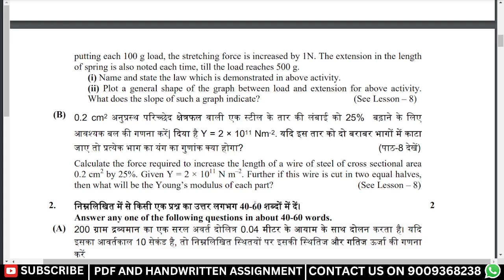Now question number 1B is: Calculate the force required to increase the length of a steel wire of cross-sectional area 0.2 cm² by 25%, given Y equals 2 × 10^11. Further, if this wire is cut into two equal halves, then what will be the Young's modulus of each part?